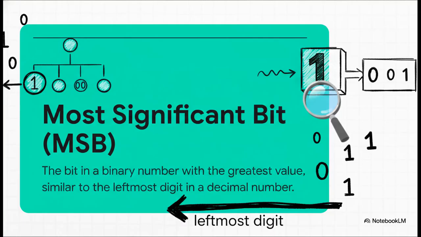Okay, but before we get to that big rule, we got to do a quick refresher on a really key concept, the most significant bit, or MSB for short. So think about the number 100. That one out front, that's the most significant digit, right? Because it stands for hundreds, not just ones. Well, in binary, it is the exact same idea. It's just the bit all the way on the left that carries the most weight, the most value.